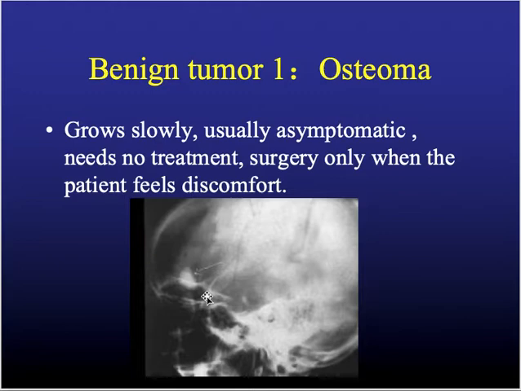When this osteoma grows on another bone, it is called homoplastic osteoma. But whenever this new bone formation is on some other tissue, it is called heteroplastic osteoma. Basically, this is the most common benign tumor of the nose and paranasal sinuses. If you see over here, this osteoma is also near the paranasal sinus. Treatment is generally not needed. Surgery is only required when the patient feels discomfort.